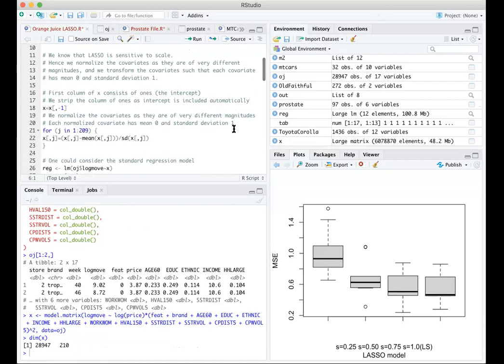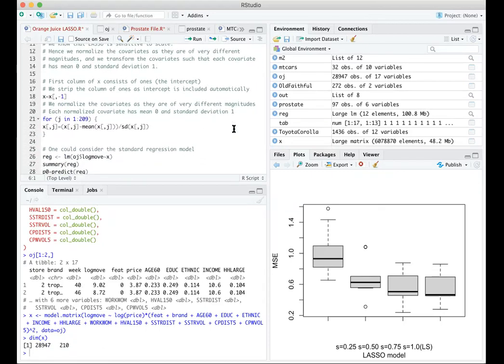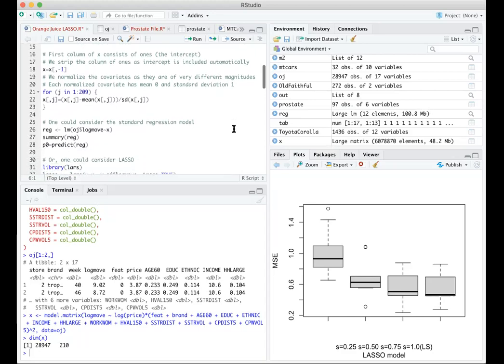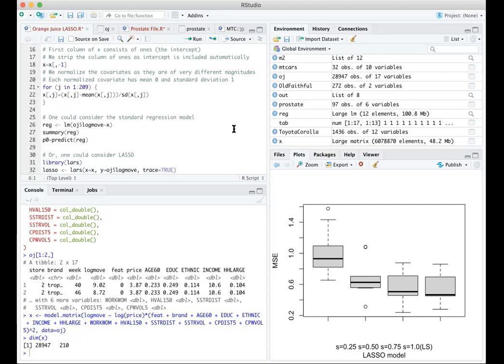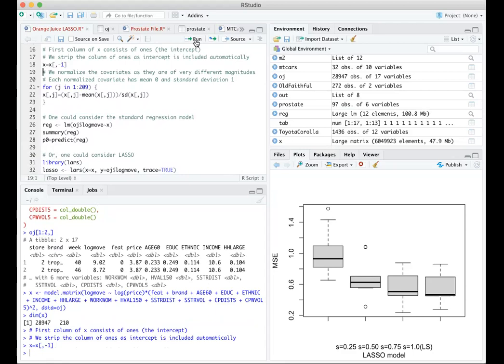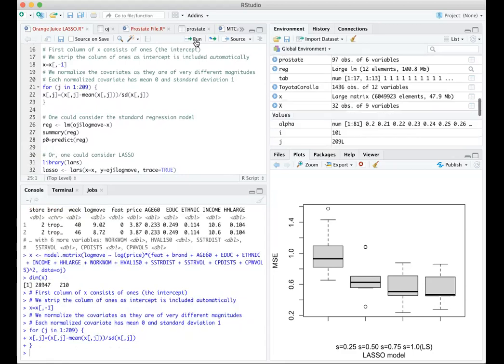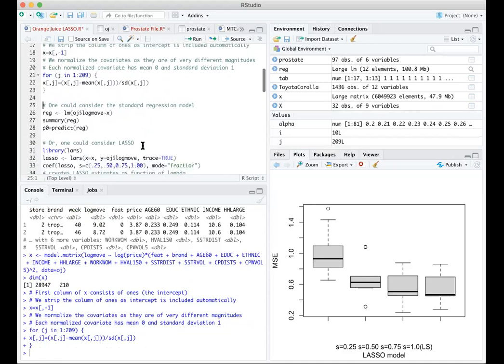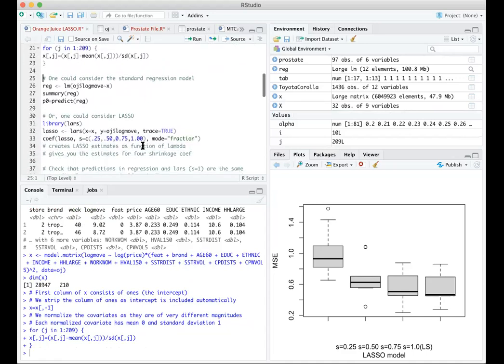We know that LASSO is sensitive to scale, hence we normalize the covariates as they are of very different magnitudes, and we transform the covariates such that each covariate has mean 0 and standard deviation 1. The first column of x consists of 1s, the intercept, so we strip the column of 1s as the intercept is included automatically. Each normalized covariate has mean 0 and standard deviation 1. So for j in 1 through 209, we subtract the mean and divide by the standard deviation.